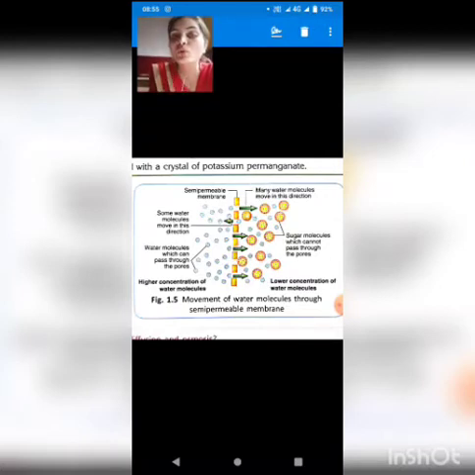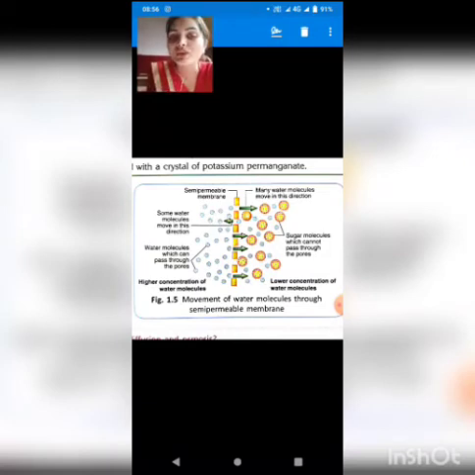Firstly, students, know the meaning of semi-permeable membrane. What is the meaning of semi-permeable membrane? Semi-permeable means a membrane which is permeable for some things, small things or selected things. It means they will not allow each and every thing to pass through it. That type of membrane is known as, students, semi-permeable membrane. Permeable means which allows something to get through it or to pass through it. Semi means only selective or only something.